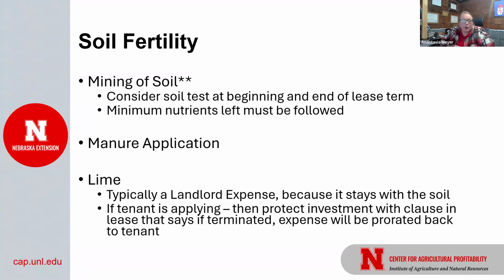This next one, let's talk about soil fertility. I have the mining of the soils here. And again, I think if you have a new relationship with a landowner and tenant, this is something that is more applicable than if you've had a well-established one. And why it is mining of the soil: I think when economic times are tough, we want to make sure that our soil is still being taken care of. With that, we need to make sure that we're not using up all of the nutrients in the soil, and that if we are using a lot, we're putting that same amount back in.